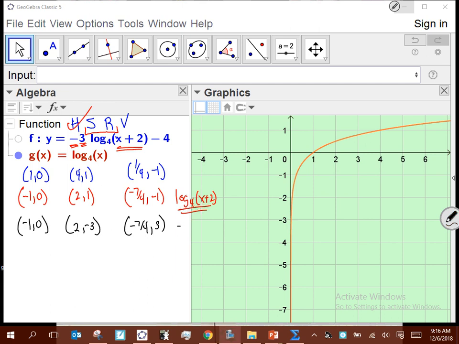So this would be -3, all the points here in black would be -3 log base 4 of x plus 2. I now need to do the vertical stretch, right? Or sorry, vertical shift. So that -4, how do I address that with these points? It's going down 4, right? So all the y values are going to lose 4 units.